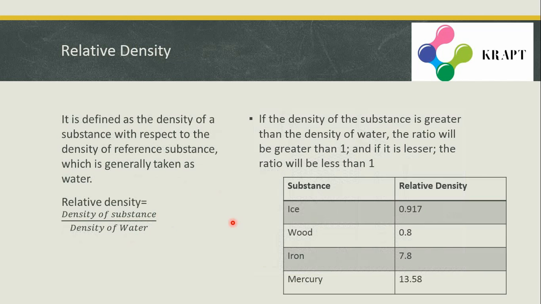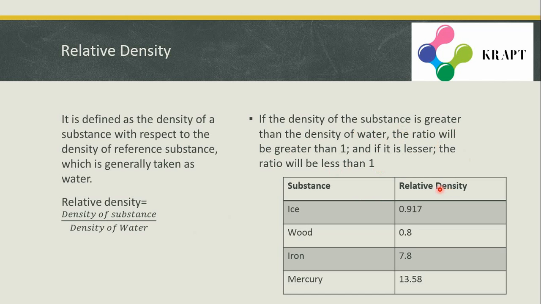Now let us see what is relative density. Density is common, but relative density is a new concept, so little more attention is to be paid. The relative density is defined as the density of a substance with respect to the density of a reference substance, which is generally taken as water. So this can be simply told as relative density is equal to density of substance by density of water. There is one more formula which we will be learning in the next slide. If the density of substance is greater than density of water, the ratio will be greater than 1, and if it is lesser, the ratio will be lesser than 1.